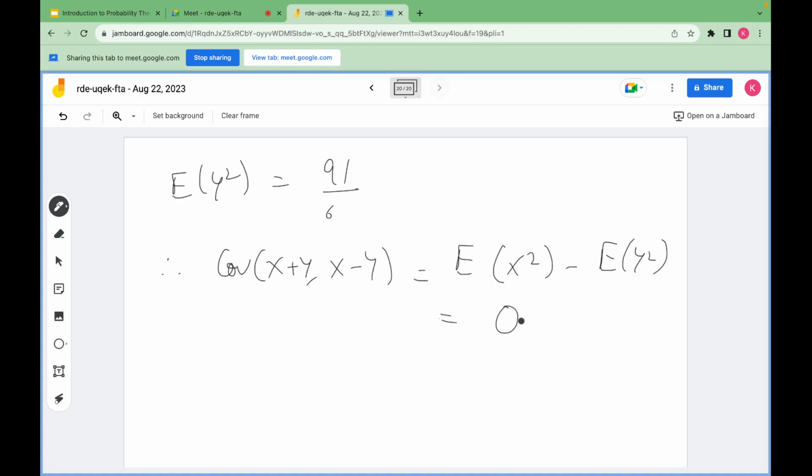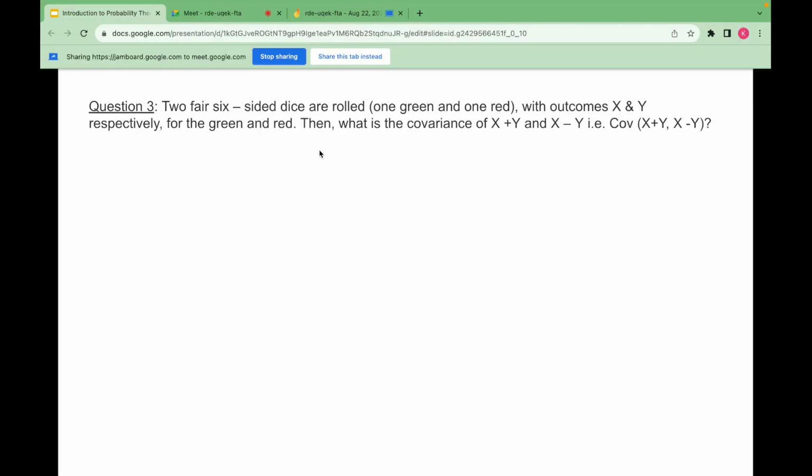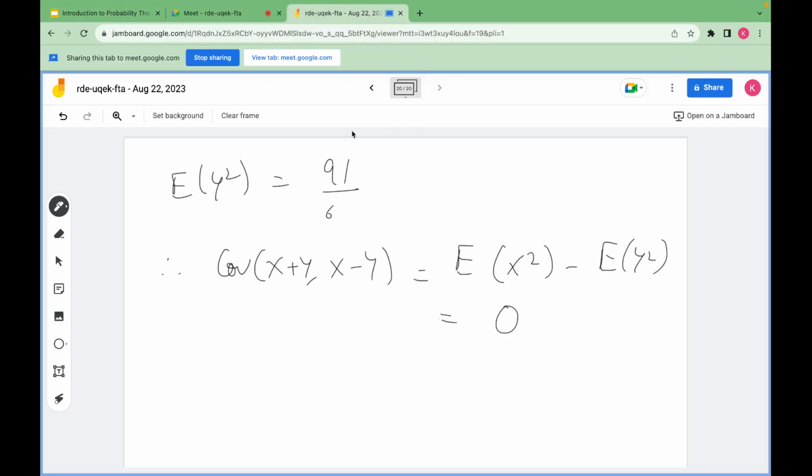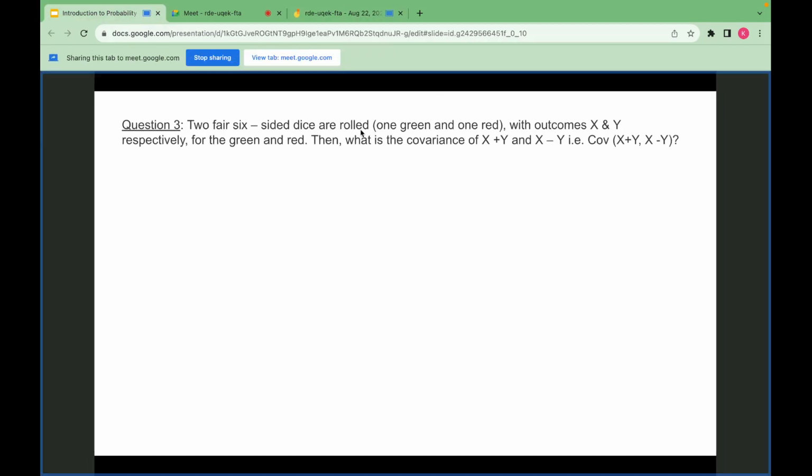Okay. So now we will move to the next question. I hope you guys understand this part. So now moving on to the next question.